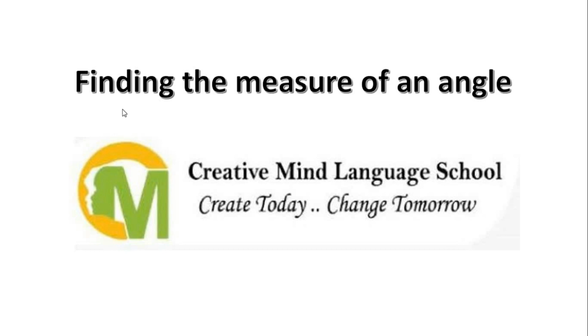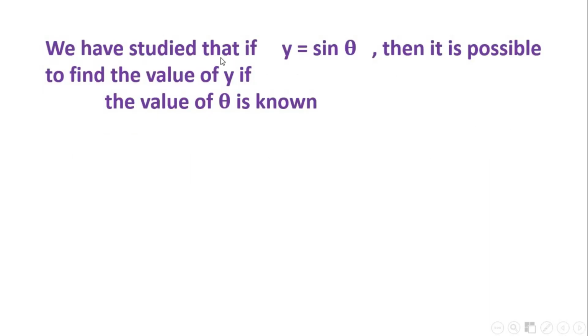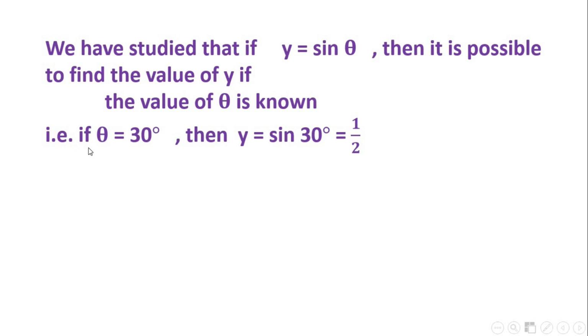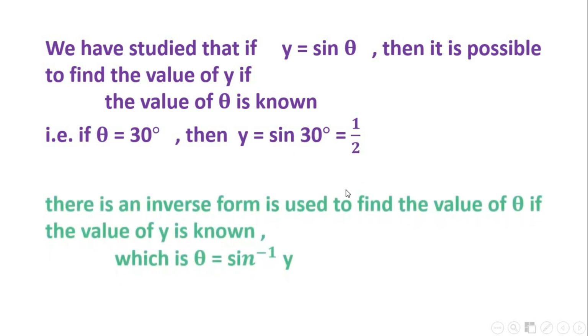Hello guys, this is a time of trigonometry, finding the measure of an angle. We have studied that if y equals sine theta, then it's possible to find the value of y if the value of theta is known. That's to say, if theta equals 30 degrees, then y equals sine 30 degrees equals half.